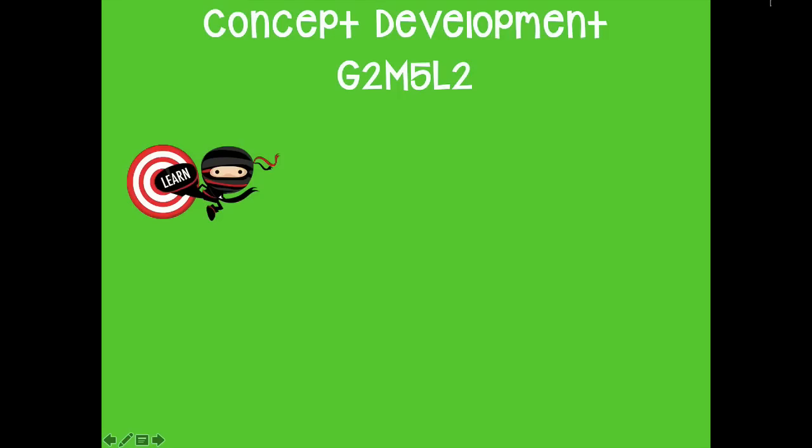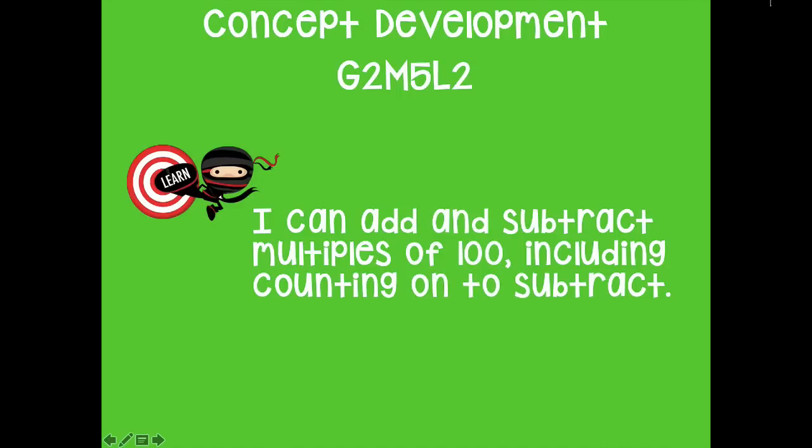For our lesson today, we're going to continue working with addition and subtraction. So our learning goal for today says, I can add and subtract multiples of 100, including counting on to subtract. So friends, that just means we're going to be adding and subtracting like 100, 200, 300. Those are multiples of 100. And then we're also going to talk about how we can use the arrow way to help us subtract.